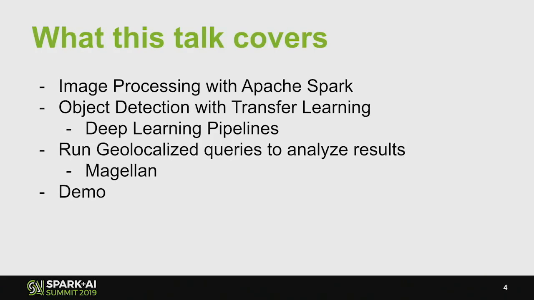So what will this talk cover? The three main topics that this talk will cover would be image processing with Spark, so how you would ingest images with Spark and how you would work with image data. And a second main topic would be about object detection with transfer learning. So I'm actually using a pre-trained model that was trained on a similar data set. And I'm going to run geolocalized queries to do a little deep dive in the prediction results that come out of the model. And I'm going to do that with Magellan. And then right at the end of the presentation, I'm going to run through a little demo.